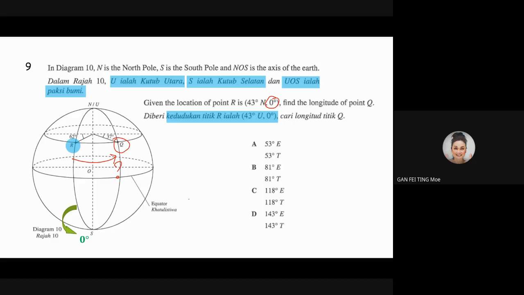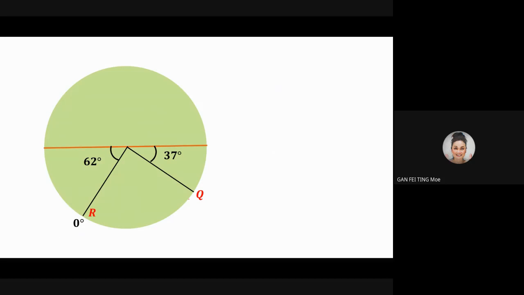As I told you, 0 degree means that is the Greenwich meridian. So I need to look for the longitude of Q. Look at my diagram. Now what I do, I chop off my Earth. This is the globe. I chop it off, then I present it to you so that you can see it in 2 dimensions.